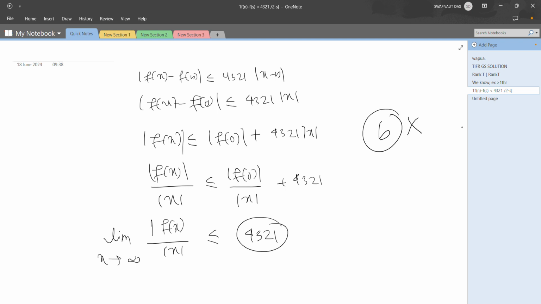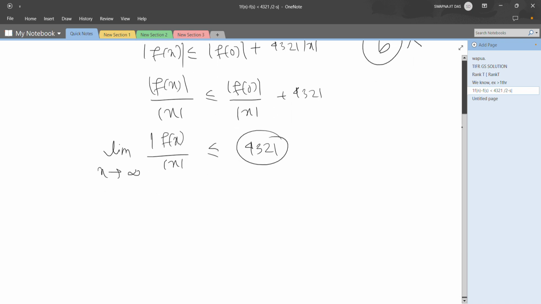Right, so that means option B is false. Clearly option B is false because it says that fx minus mod f goes to infinity, which is not possible, and this is true for negative infinity also. You can just check.